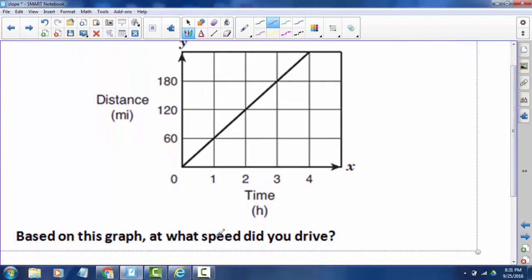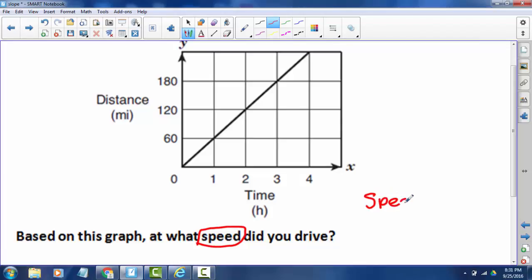Based on this graph, at what speed? Okay, so what is speed? Speed, right, is your distance over time. All right, so distance on this graph is being calculated on the y and time is being calculated on the x. So this is totally slope because we're looking at the change in y. How much distance did we travel over the time we traveled?